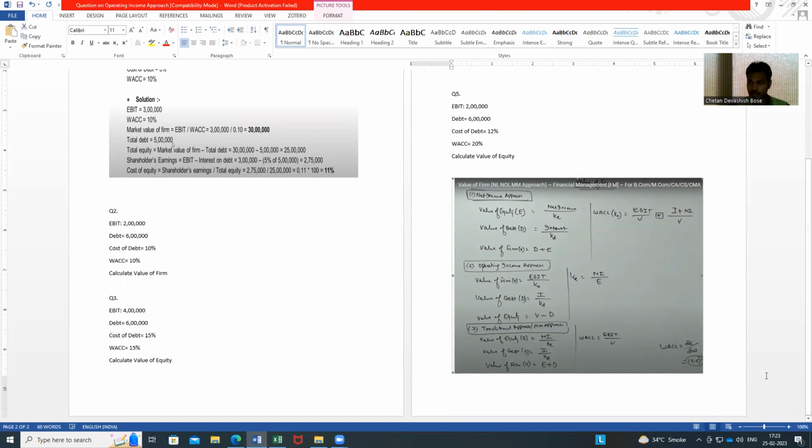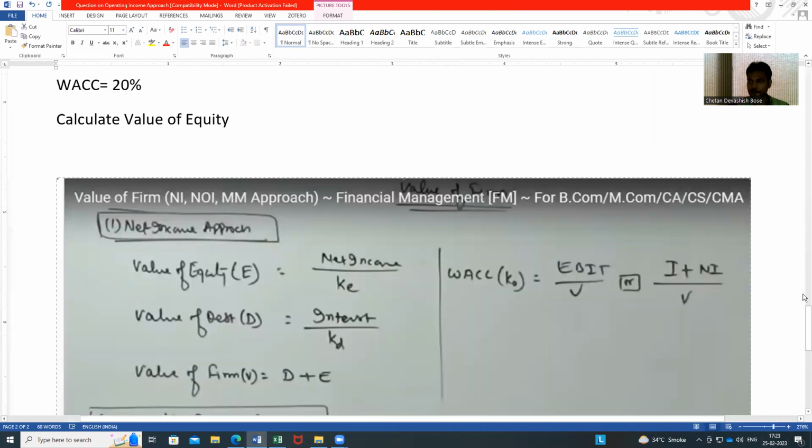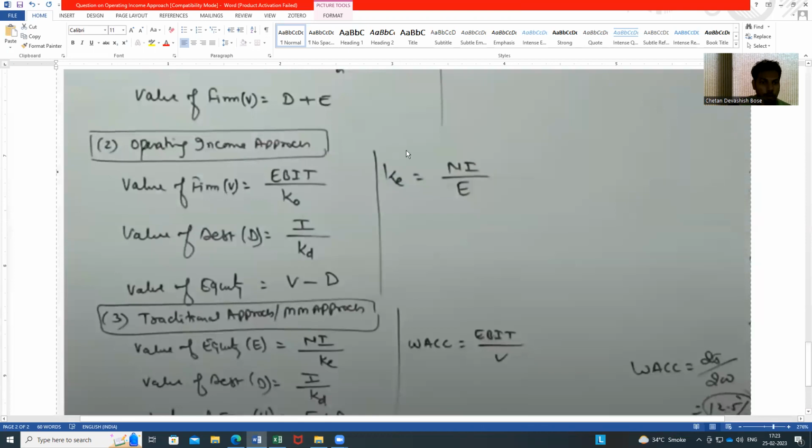If you could see the screen, operating income approach. Let me just increase the size of this. So operating income approach, if you wish to calculate the value of the firm, it has to be earning before interest and tax divided by KO. What is KO? KO is nothing but weighted average cost of capital. And the value of debt would be interest divided by cost of debt. Then value of equity would be value of firm, that is V, minus value of debt. And the cost of equity would be net income divided by value of equity.